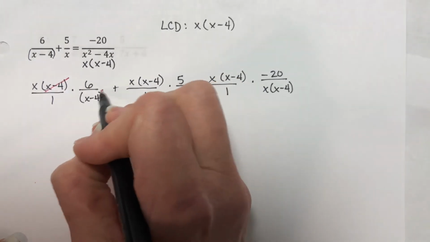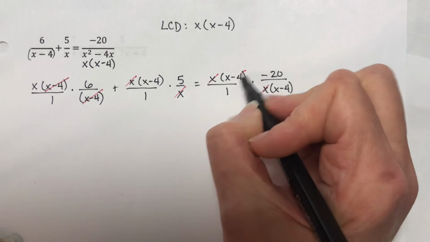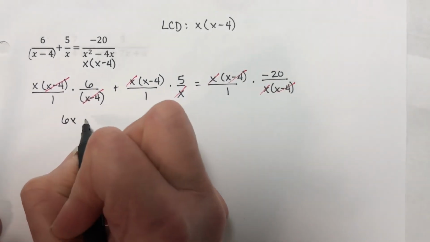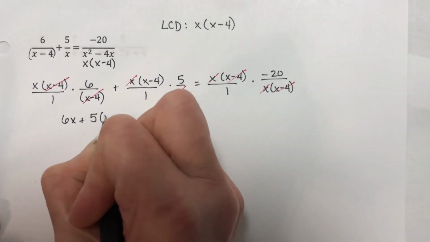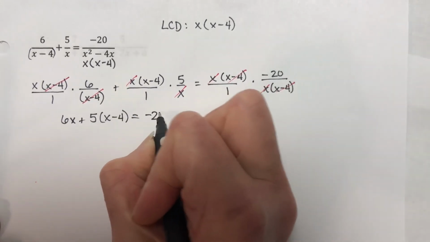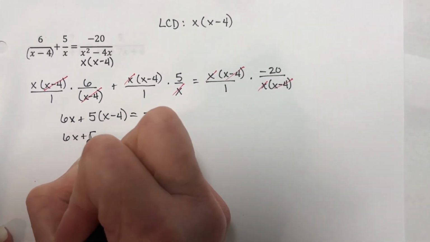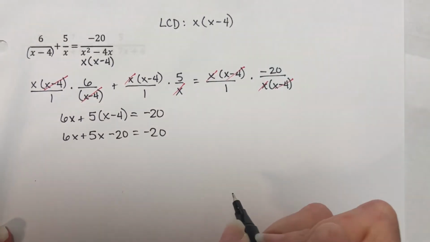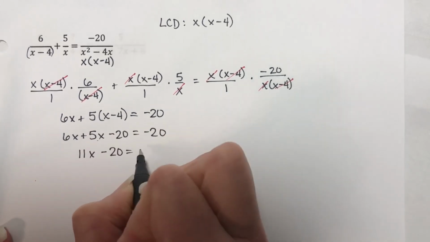Here our x minus 4's cancel, here our x's cancel, and here they both cancel. So I have 6x plus 5 times x minus 4 is equal to negative 20. Okay, let's distribute here. I have 6x plus 5x minus 20 is equal to negative 20. Combine like terms here. 11x minus 20 is equal to negative 20.